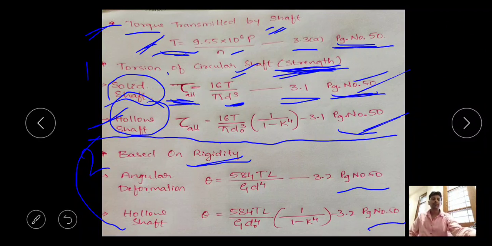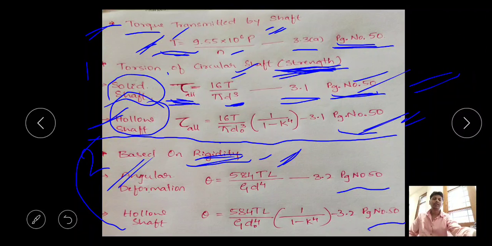See, when we solve one or two problems, you will easily understand this. Just for the purpose of learning, you just try to understand, but when you solve two or three problems, you will easily understand. Now based on rigidity, theta is equal to angular deformation. Theta is equal to 584 into T. What is T? T will be this torque and length will be given. In this type of problems, all these values will be given.